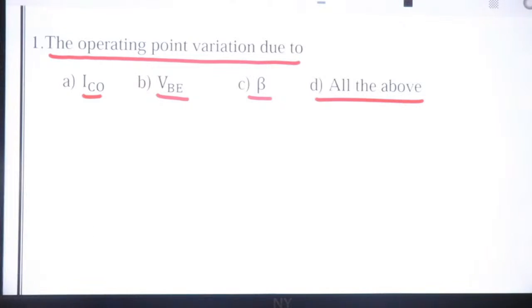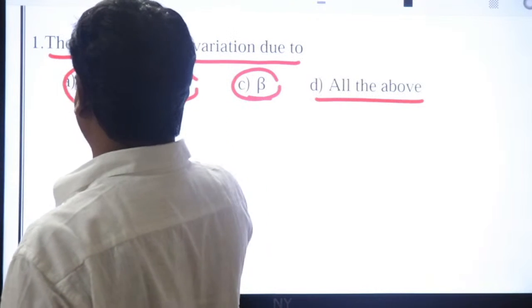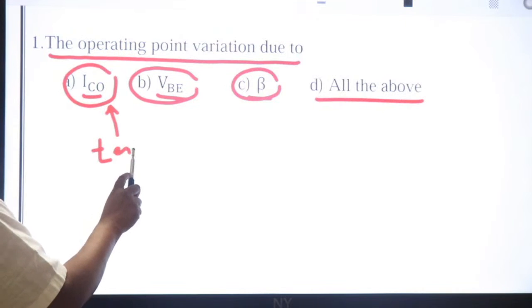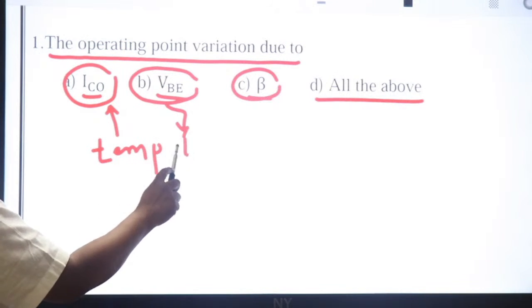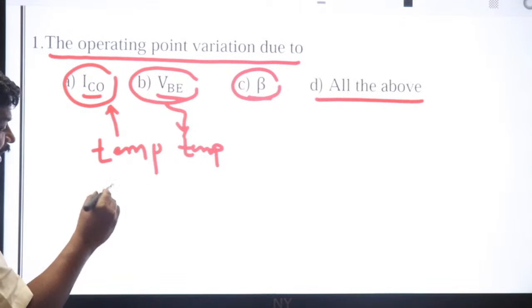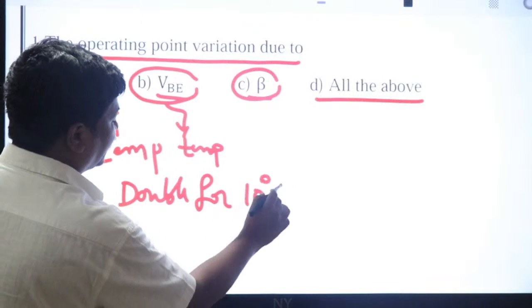So generally what happens is your operating point variations are due to beta, it will vary; due to VBE it will vary; due to IC0 it will vary. Sir, how does IC0 vary? IC0 depends upon temperature. VBE also depends upon temperature. IC0 doubles for every 10 degrees centigrade rise in temperature.